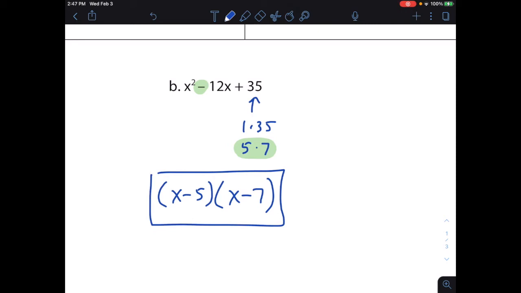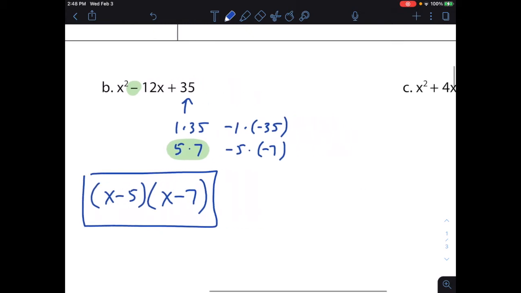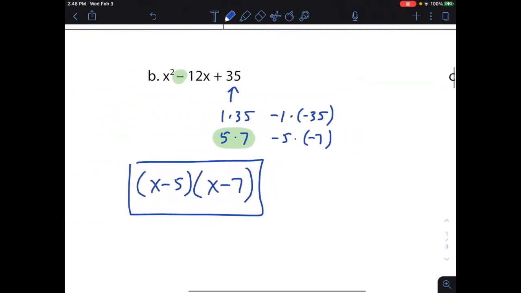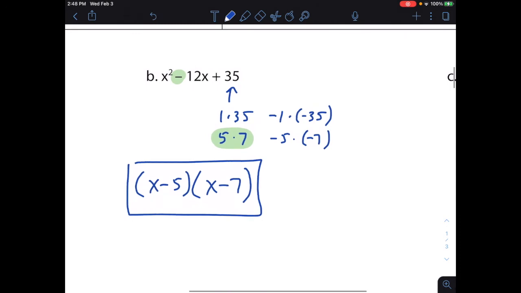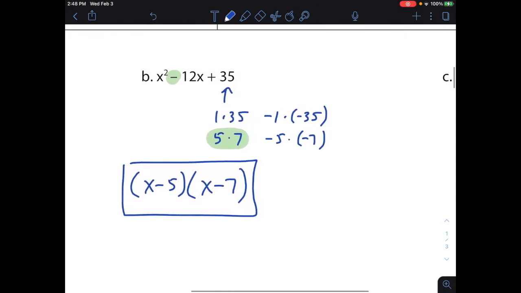Okay, you could make a list with all the negatives in there too if you wanted to. You could say negative 1 times negative 35, negative 5 times negative 7, but that ends up being a lot of extra writing. And if you can just remember that if it's positive, I know I can have both positive numbers or both negative numbers, it's going to be a little easier that way. All right, so that's one way that factoring trinomials can get a little bit goofy when we have two negative numbers involved.